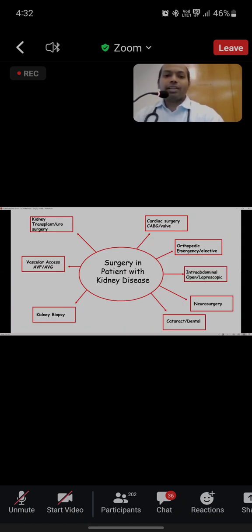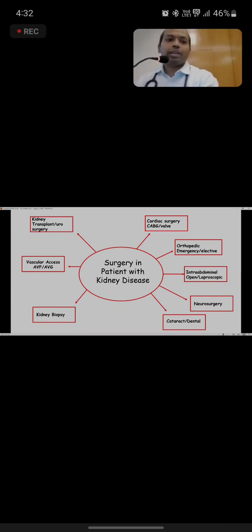And the number of patients with kidney disease going for surgery is going to increase. Patients with kidney disease undergo various surgeries like kidney transplant, urology surgery, fistulas, and kidney biopsies. But non-nephrology surgeries are also required for these patients, like cardiac surgeries, orthopedic surgeries, abdominal surgeries, neurosurgeries, and minor surgeries like dental or cataract. So if patients can undergo transplants and urology surgery, definitely they will be able to undergo other surgeries also.